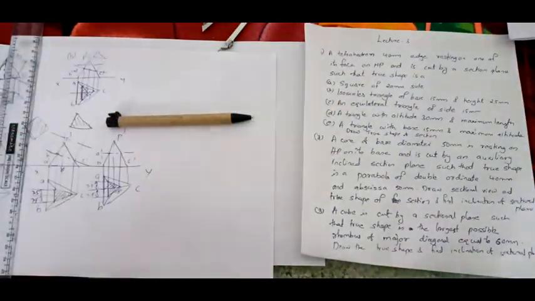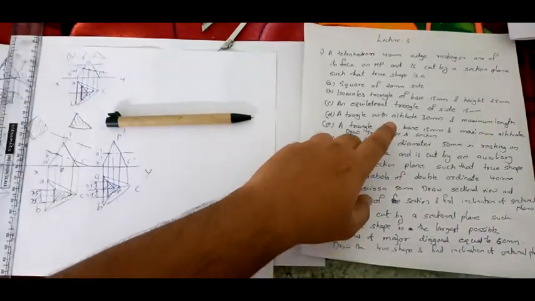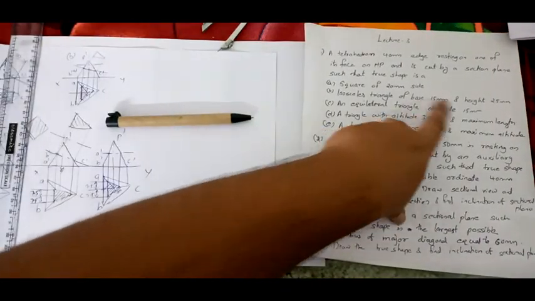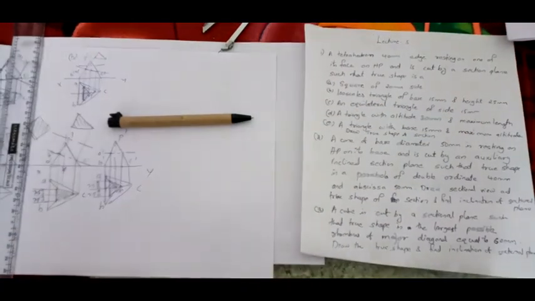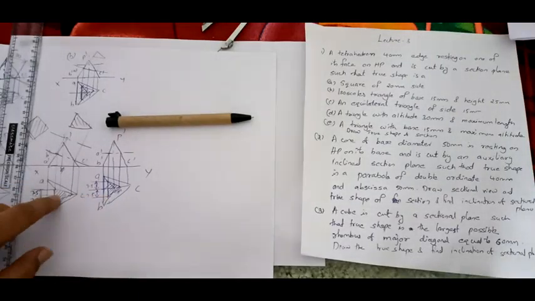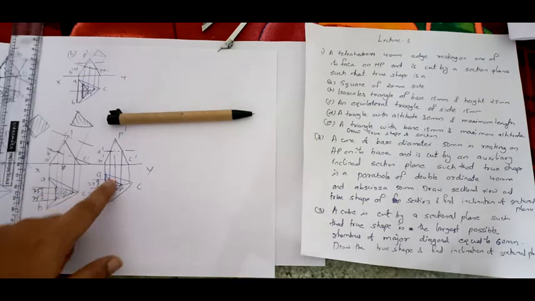So a triangle has two dimensions, right? One is the base and the other is the altitude. Here the altitude is already given. Now, maximum length. If you see these two triangles, the base is cutting here. So this is your base.